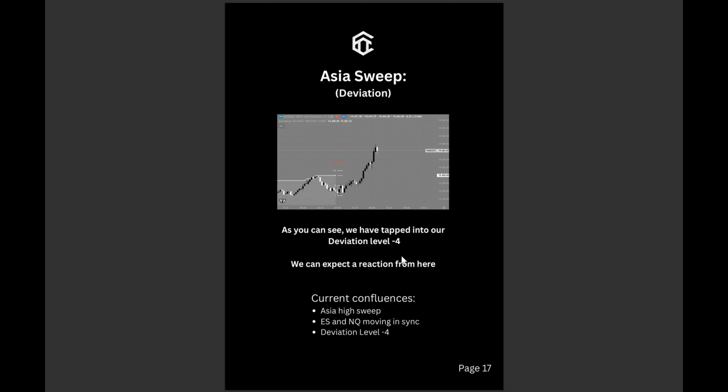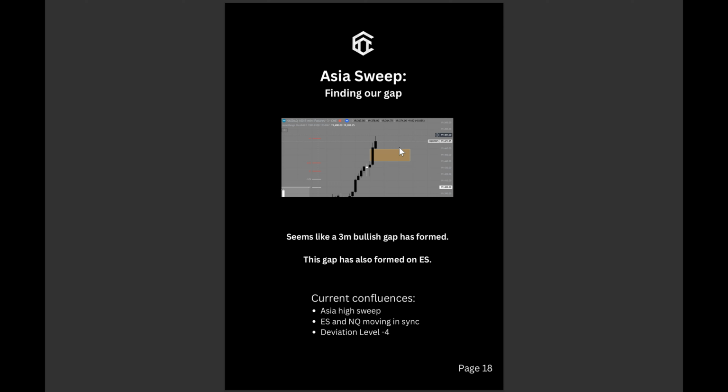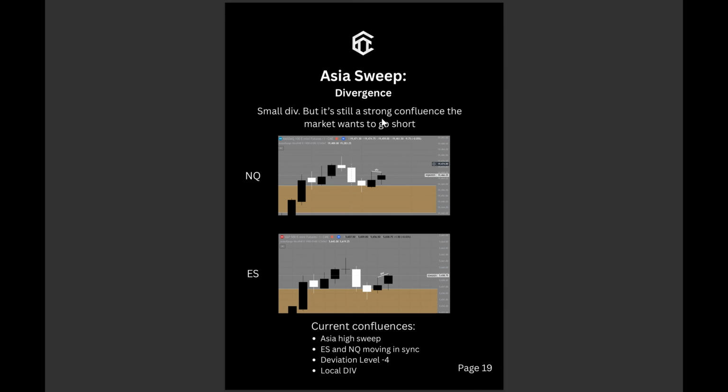So the current confluences that we have are the Asia sweep, ES and NQ moving in sync, and we've also tapped into our deviation level 4. However, we're not ready to enter a trade yet. So next we need to find our gap. You can see here that on the 3-minute time frame we've created this 3-minute bullish gap, and ES has also formed the same gap. Now we'll look for our divergence, which is very simple.